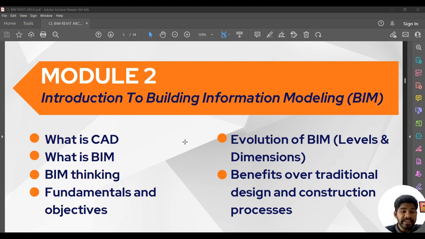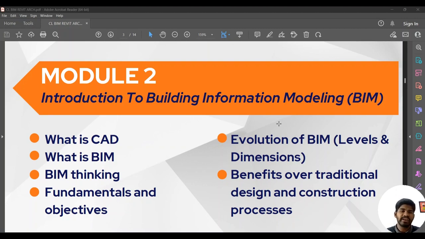And BIM thinking. If you want to explore the BIM world and jump into the BIM domain, then what kind of thinking should you have? That is BIM thinking, how you should think. That also will be discussed in our classrooms. Their fundamentals and objectives. And what is the evolution of BIM? We will be discussing levels, dimensions.